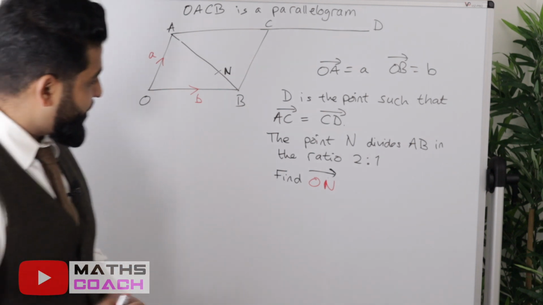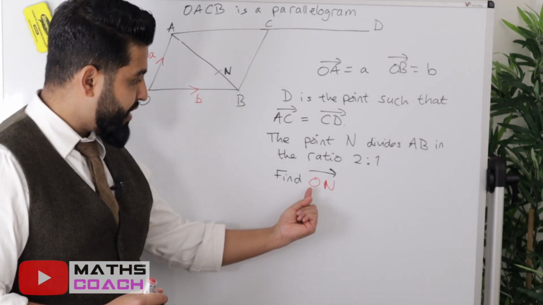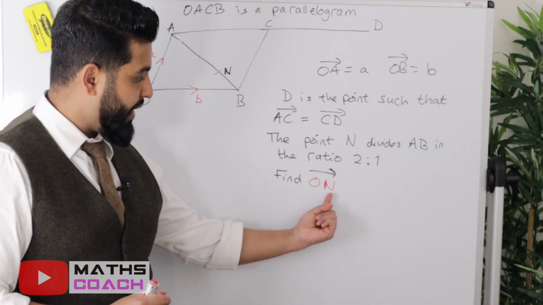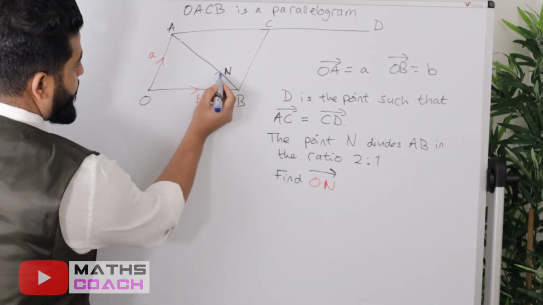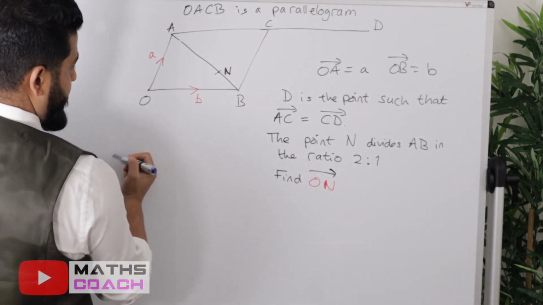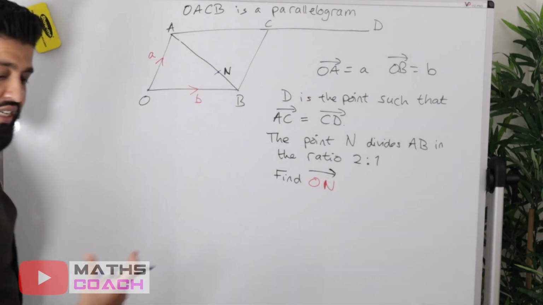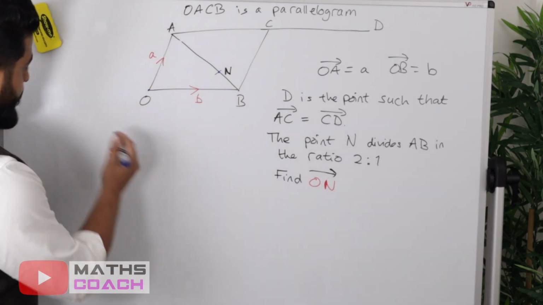Now let's make this question a little more interesting. This time we are going to find ON, the vector ON. Now you're here and you want to end up right there. Okay, so let's write down the route that we are going to use.